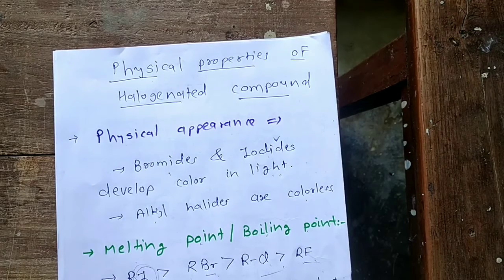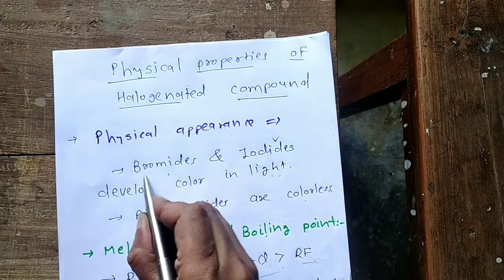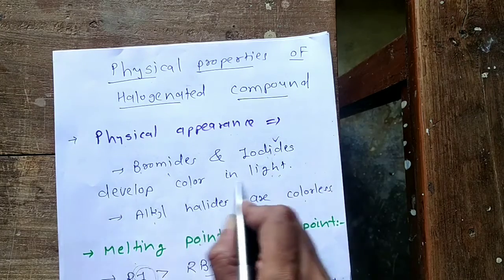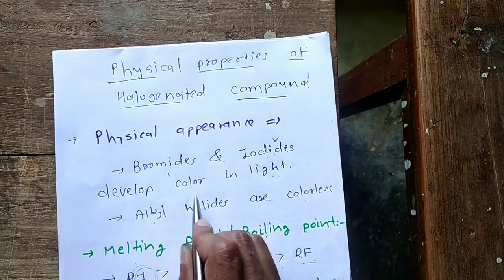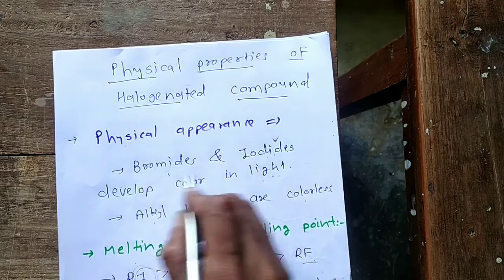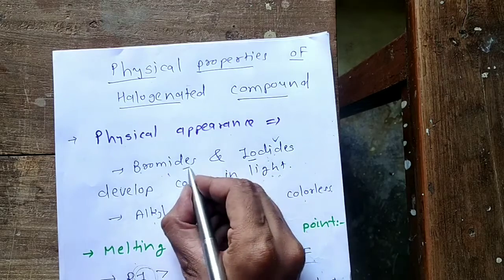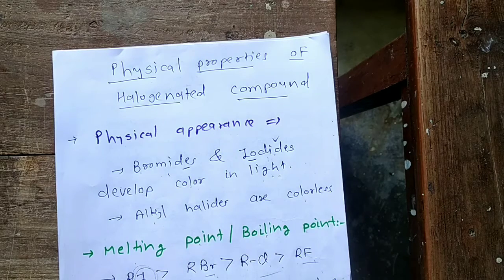Okay, today we are going to learn physical properties of halogenated compounds. First point is physical appearance. Bromides and iodides develop some color in light. In presence of light only, they will have color. Iodine is violet in color and bromides are slightly yellow in color. Other than that, chlorinated compounds are colorless.